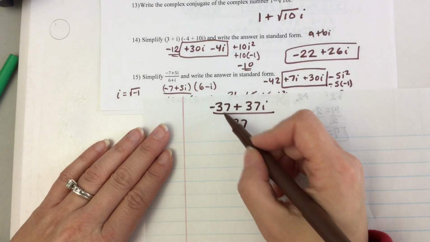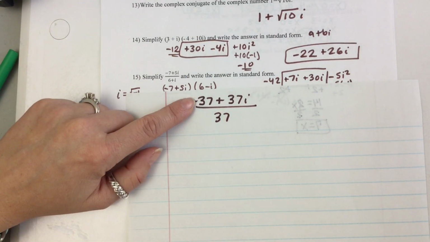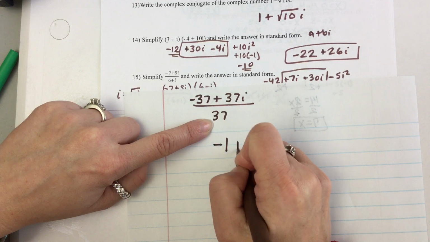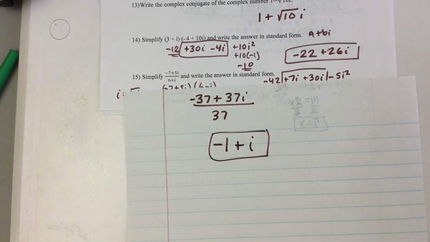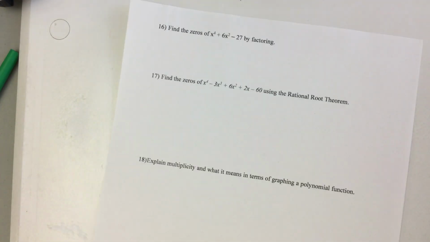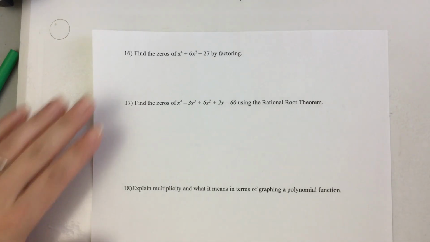If you can divide all of these values by the same thing, which we totally can, you do. Negative 37 over 37 is negative 1. Plus 37 over 37 is 1i. So our answer there is negative 1 plus i. Awesome. Here we go. They want us to find the zeros by factoring.